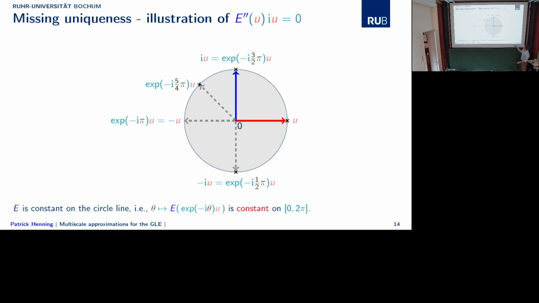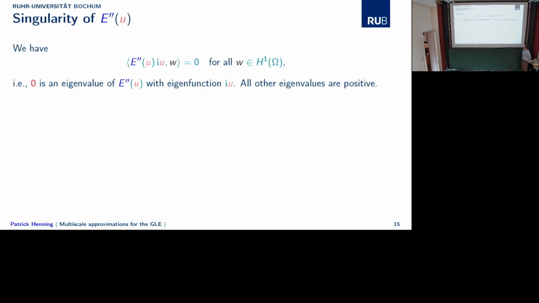So we just have to find out what is the direction here that we follow the circle line, which is tangential to that point, which is iu or minus iu. So these are the bad directions, and if we would apply the second derivative to the direction iu, we would end up with 0, which means this is a singular direction. And you can also easily verify this by a simple calculation. Once you plug it in, you will see that this is true.